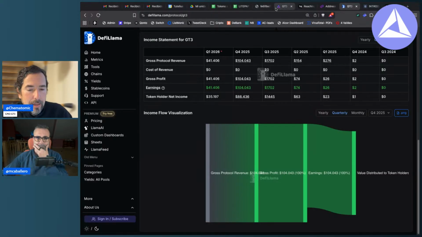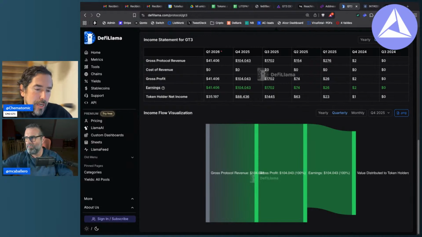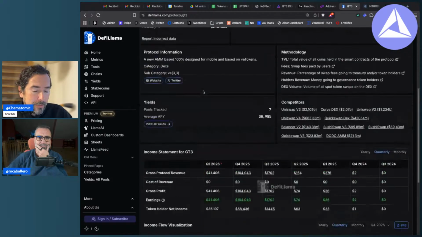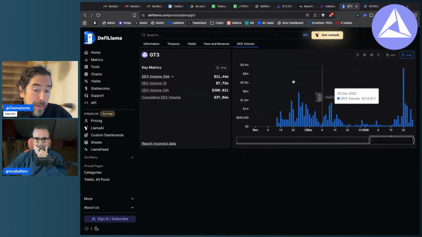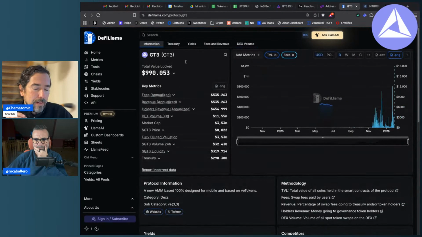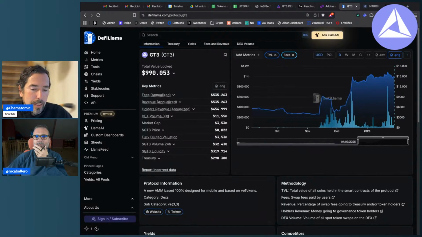Yeah, and I think it is worth explaining one very important factor. There is a huge connection between the incremental volume and traffic in the GT3 DEX, so in the platform, and the growth in price of the GT3 token. This means that the only metric you should be looking at is how many swaps we are generating on the DEX. This is what is going to guide the price of the token up.